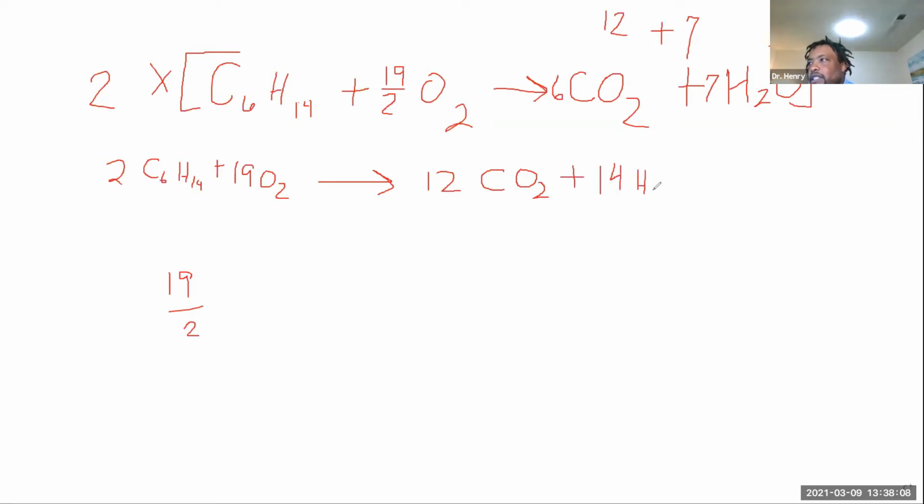Okay, questions, concerns? So I multiplied this whole equation by 2, right? So this is understood to be 1. 19 over 2, that just gives me 19. 2 times 6, 12. And 2 times 7, 14. Okay. Are you good? Yes. Okay. Not too hard? That's pretty easy.